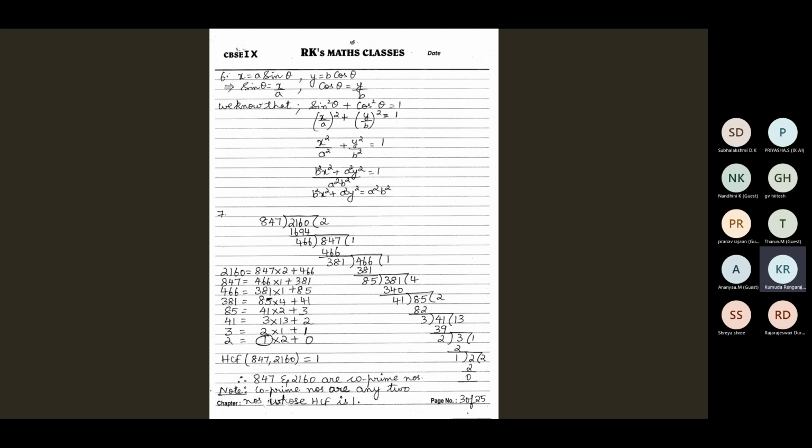What is sine square theta? X by a the whole square. Cos square theta, y by b the whole square is 1. Then take up the LCM. A square b square is a common denominator. And then cross multiply. You're asked to find the value of b square x square plus a square y square, and that is a square b square.